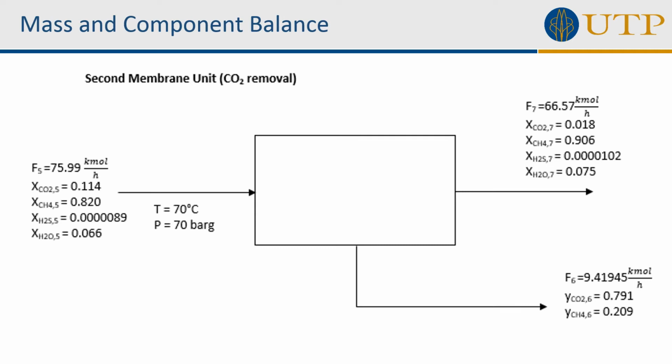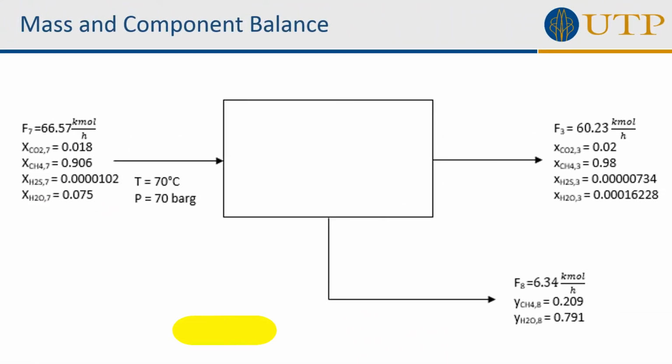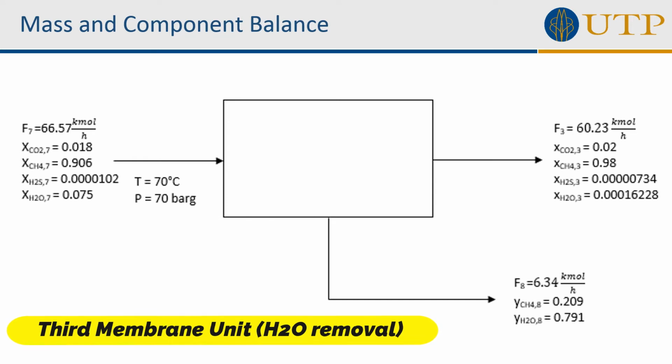The individual molar flow rates are summed up to get the molar flow rate of the permeate stream, and an overall molar balance is then carried out to determine the molar flow rate of the retentate stream, before carrying out a component balance to determine the composition of components in the retentate stream. Lastly, the third membrane is used to dry the natural gas stream.